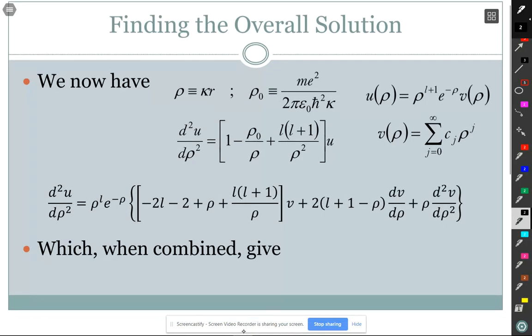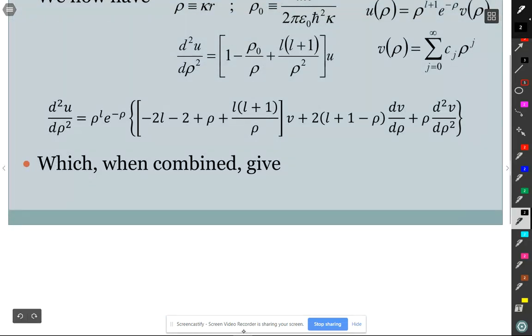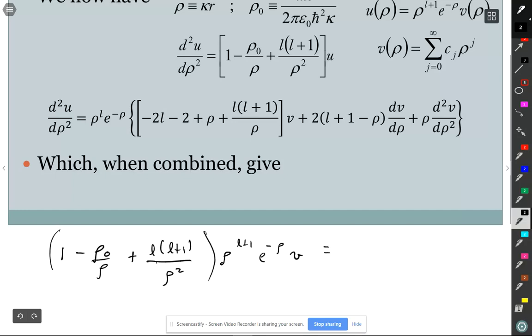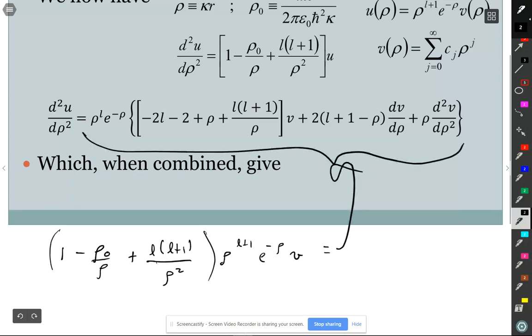Well, we're going to have 1 minus rho naught over rho plus L times L plus 1 over rho squared, all times rho to the L plus 1 e to the minus rho V is equal to all of that stuff. Okay, I can only go so far.